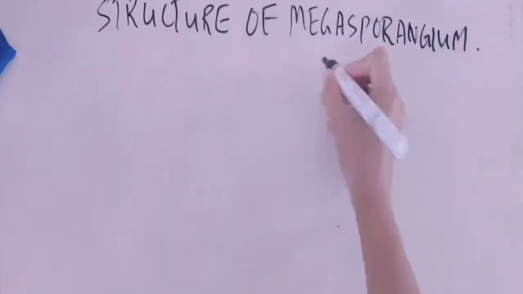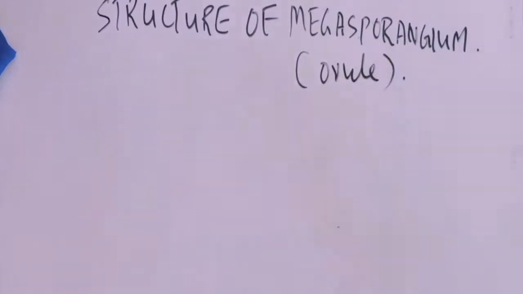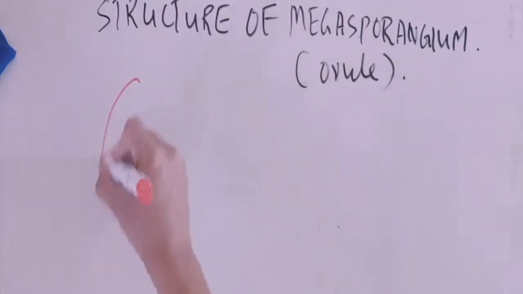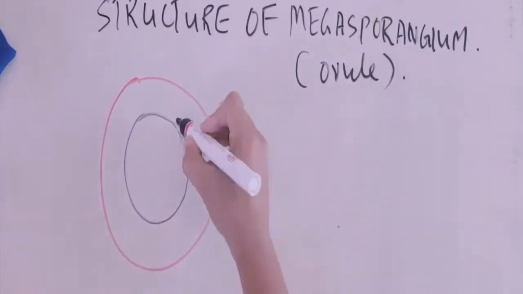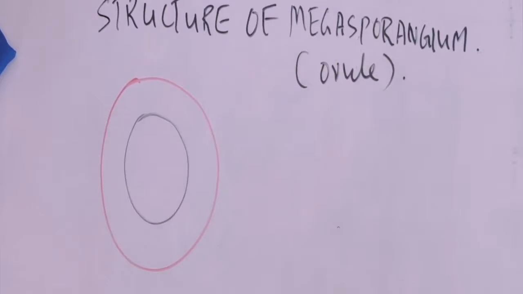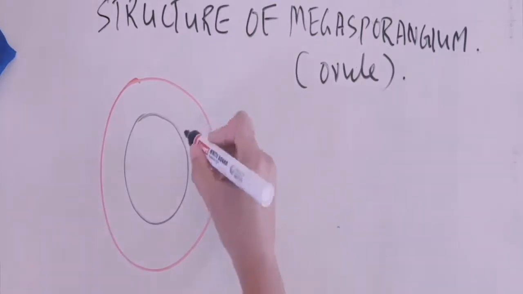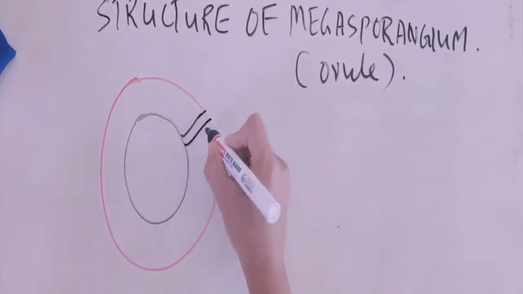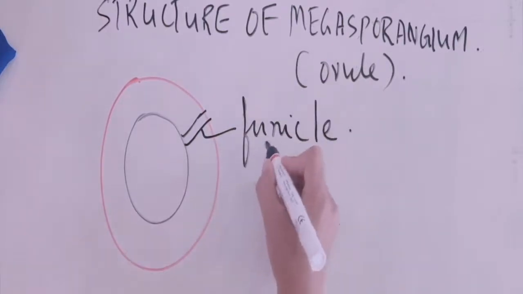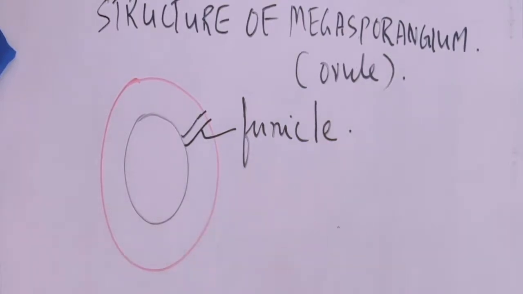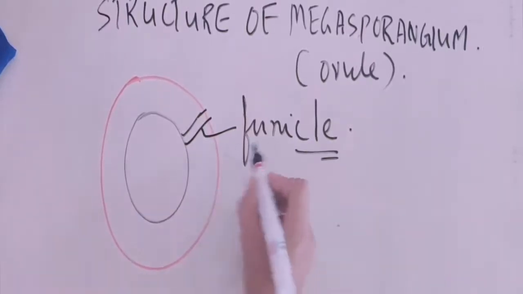Draw the ovary, stigma, and style, and inside it the ovule. The ovule is connected to the ovary by the funicle. The funicle is the joining part of the ovule and ovary.